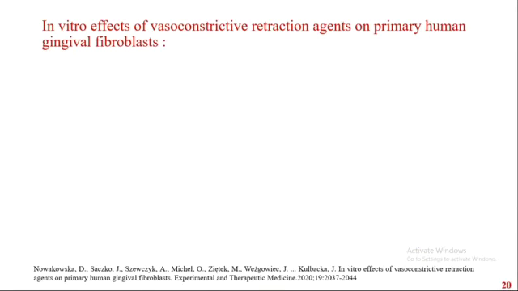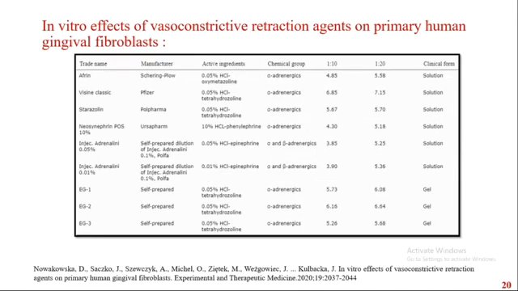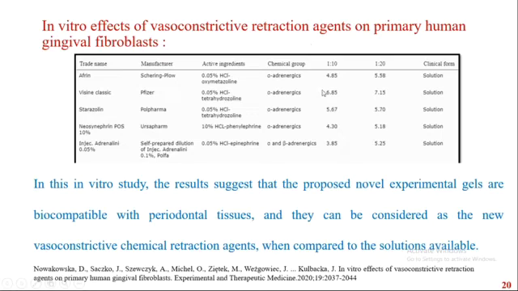Now, a study was done to evaluate the vasoconstrictive retraction agents on primary human gingival fibroblasts. The nasal and ophthalmic decongestants, that is phenylephrine hydrochloride, tetrahydrozoline hydrochloride, and oxymetazoline hydrochloride, were evaluated for their effect on human gingival fibroblast cells. The study showed that the novel experimental gels were biocompatible with the periodontal tissues, and they can be considered as new vasoconstrictive agents compared to the conventional solutions available.